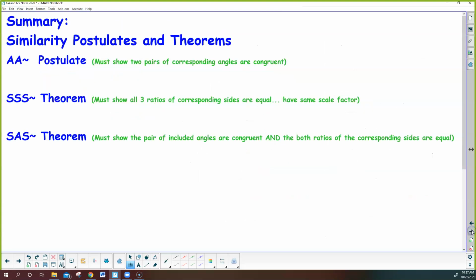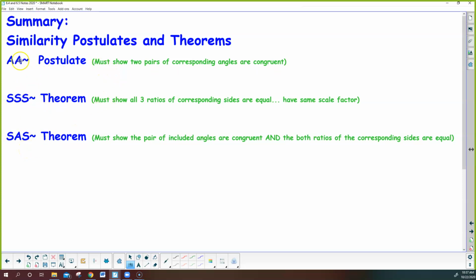Okay. You don't have to write this down. This is just a quick little review. If you want to take a screenshot of this, this might be helpful. But what did we do? Today we learned angle angle postulate, side side side theorem, and side angle side theorem, all for similarity.